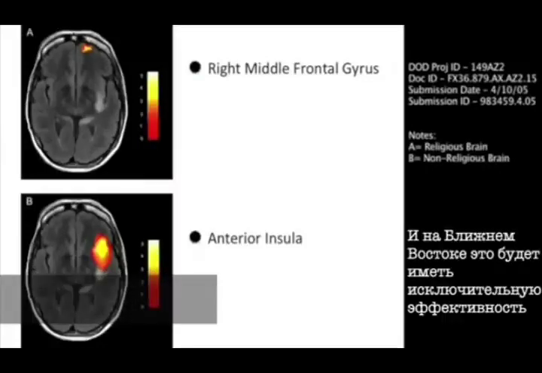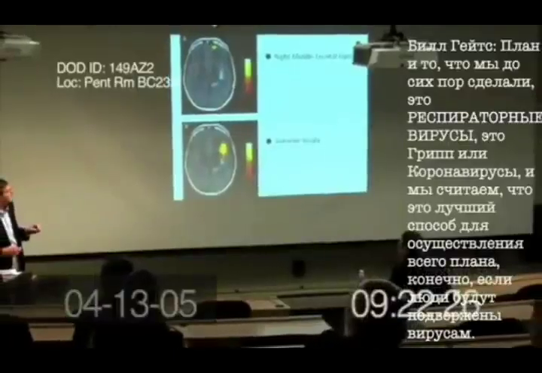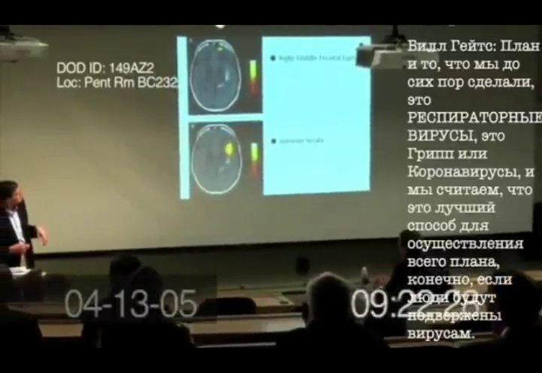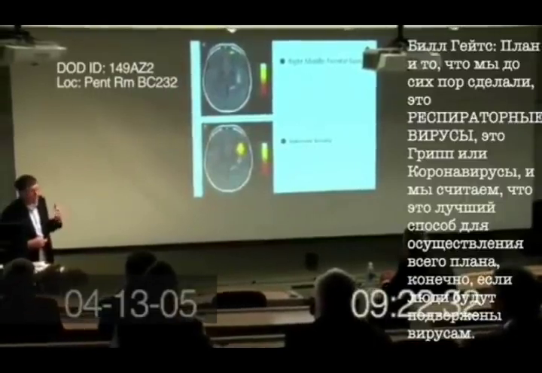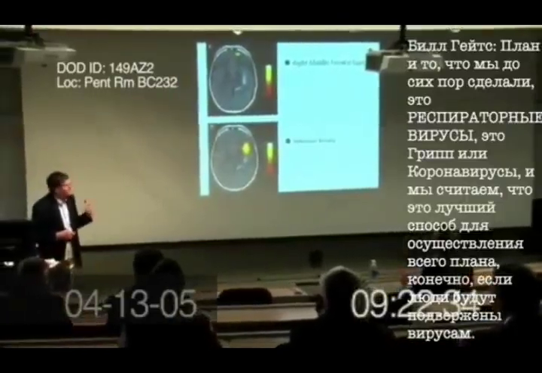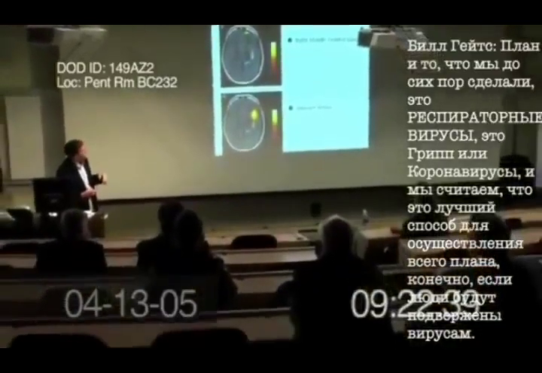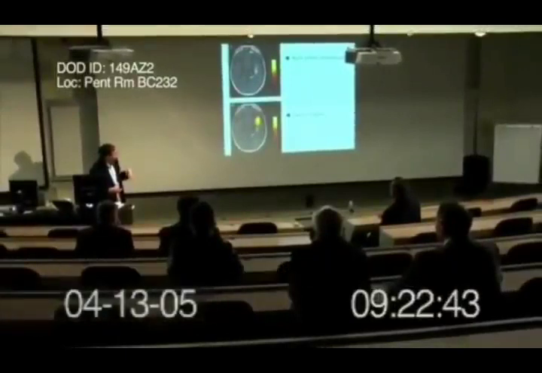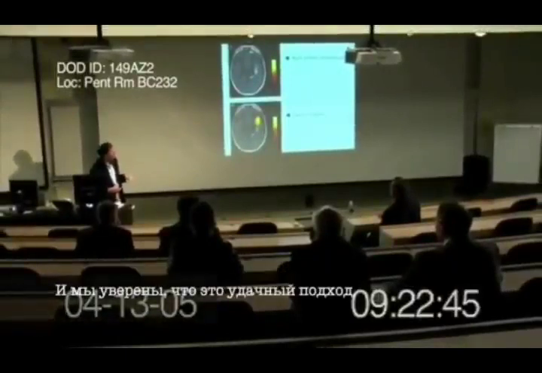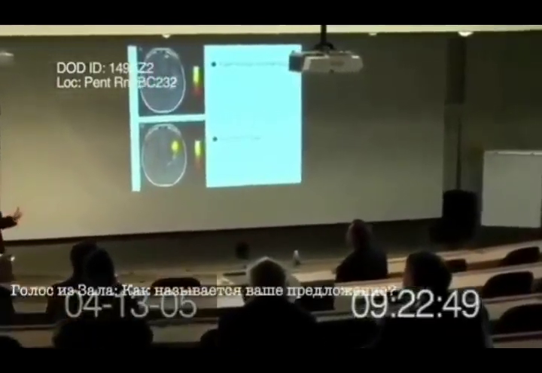How would you suggest that this is going to be dispersed? Aerosol? Well, so the present plan and the tests that we've done so far have used respiratory viruses, such as flu or rhinoviruses, and we believe that that's a satisfactory way to get the exposure of the largest part of the population. Most of us, of course, have been exposed to both of those viruses, and we're quite confident that this will be a very successful approach.